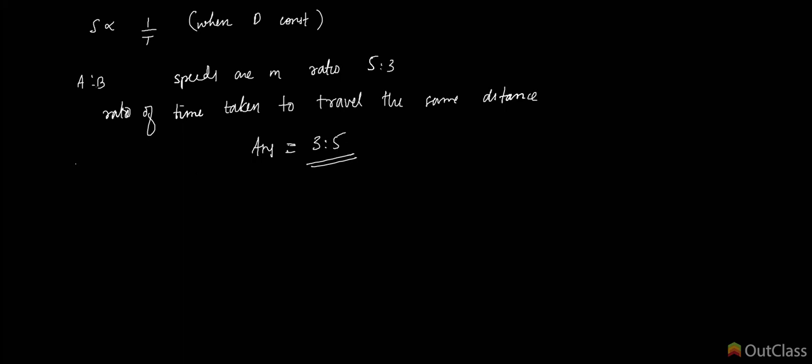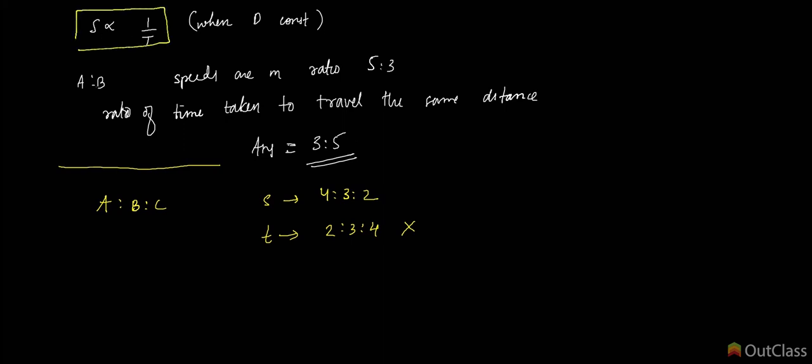And what happens if you think in those terms is that, let's say I have three people, ABC. Their speeds in the ratio 4 is to 3 is to 2. What is the ratio of the times taken to travel the same distance? It is tempting to say 2 is to 3 is to 4, but it would be wrong. You have to understand why it is 3 is to 5. It's right there in the proportionality that we have written there.